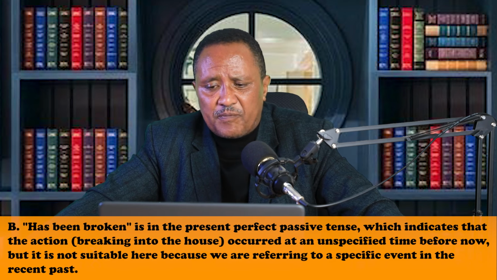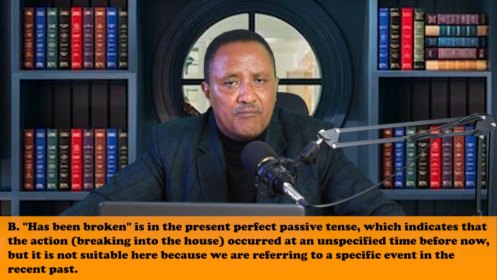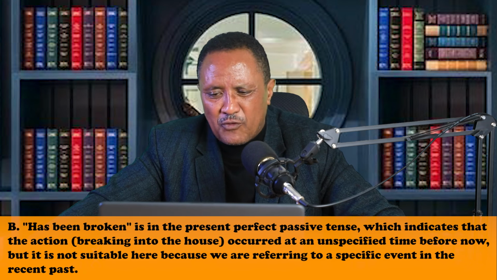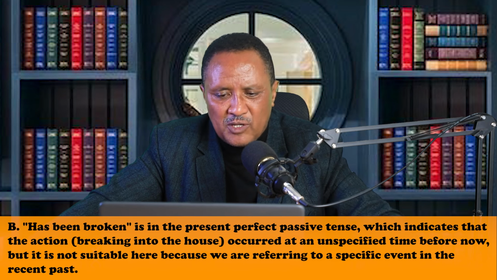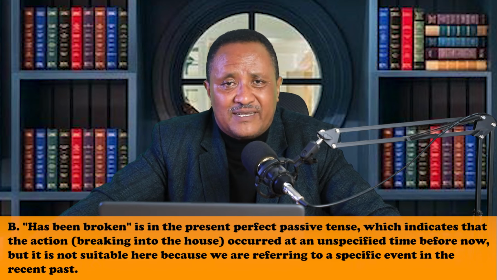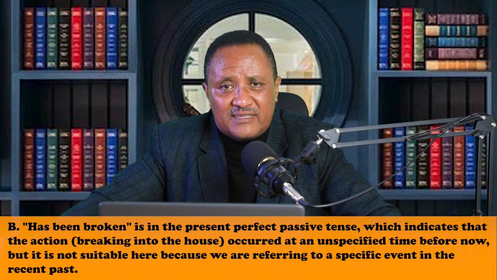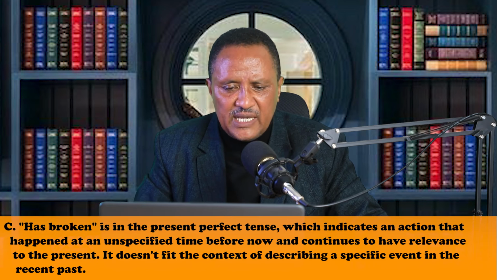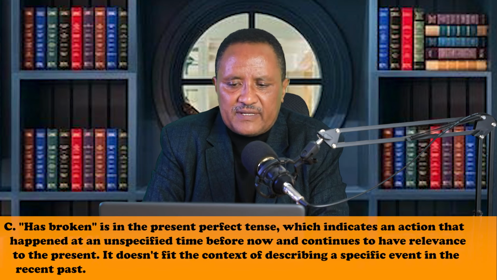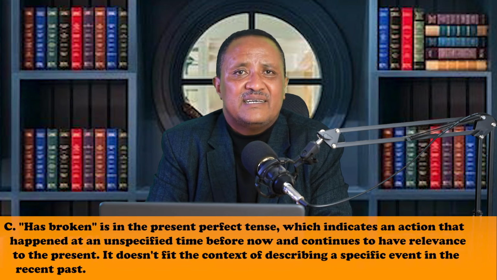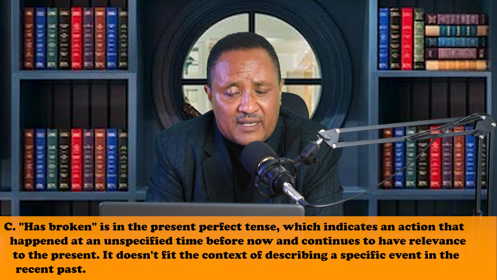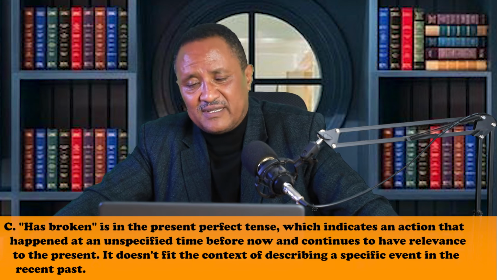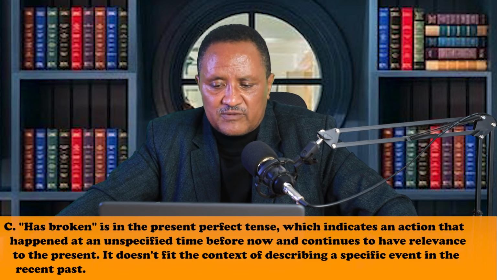This is in the present perfect passive tense, which indicates that the action of breaking into the house occurred at an unspecified time before now, but it's not suitable here because we are referring to a specific event in the recent past. Present perfect tense cannot refer to an action that took place in the past, so totally wrong. C, has broken, is in the present perfect tense, which indicates an action that happened at an unspecified time before now and continues to have relevance to the present time, but it doesn't fit the context of describing a specific time in the recent past.